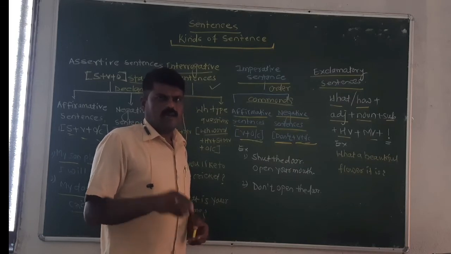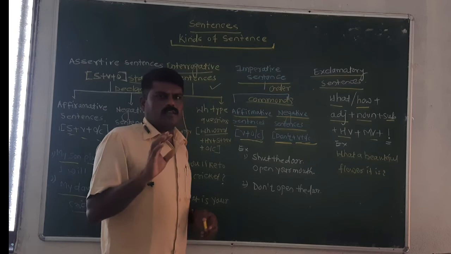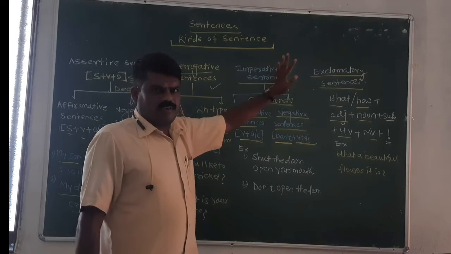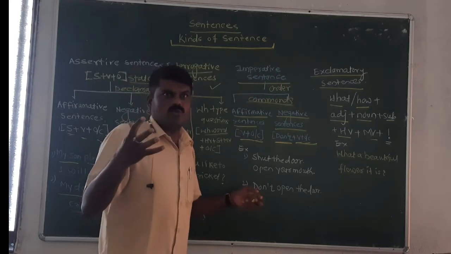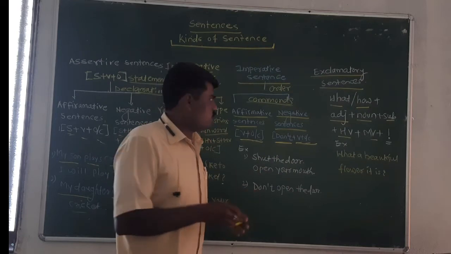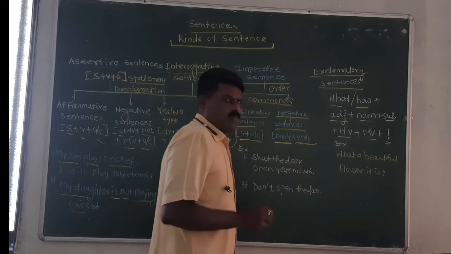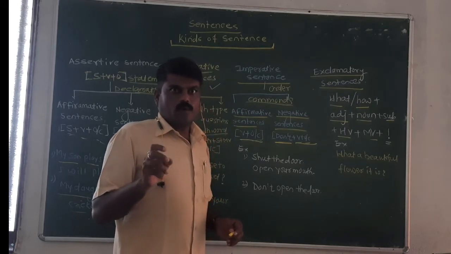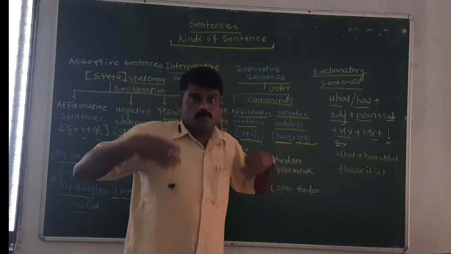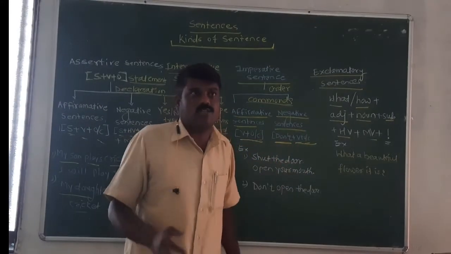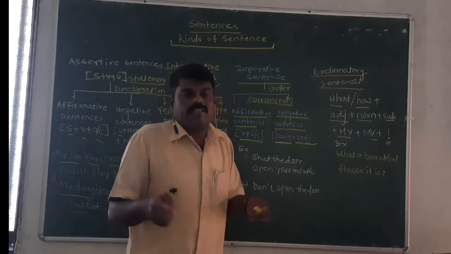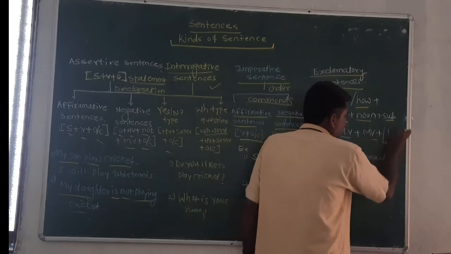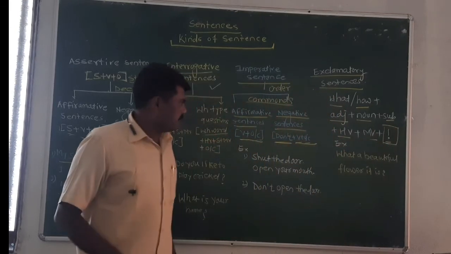Very simple examples. I hope if you have gone through it in detail, you will have no problem remaining. The last one is exclamatory, which shows exclamation. In this, what is more important is the exclamation mark. While saying it, you can show it by your action, and it automatically shows that it is an exclamatory sentence. But while writing, at the end, it is a must to put the exclamation mark.